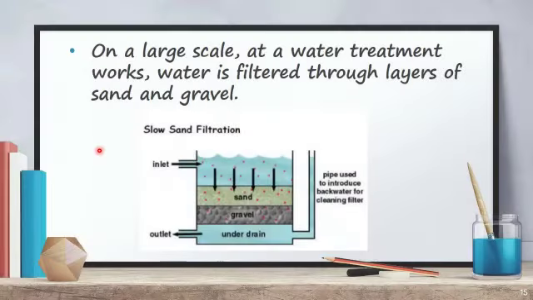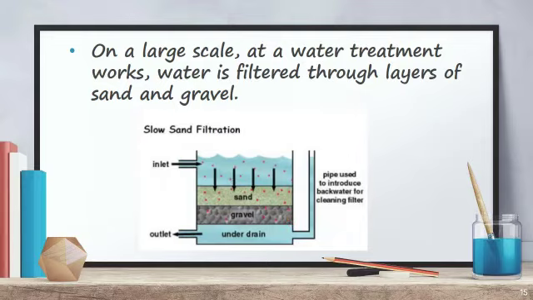So on a large scale, when we talk about water treatment works, water is filtered through layers of sand and gravel. Why is it so? Because it needs to be cleaned before it undergoes further treatment to make it fit to drink. Here you can see the layers of sand and gravel, and finally it does a slow sand filtration. So at a water treatment works, the water is filtered through the layers of sand and gravel to remove the dirt out of it.